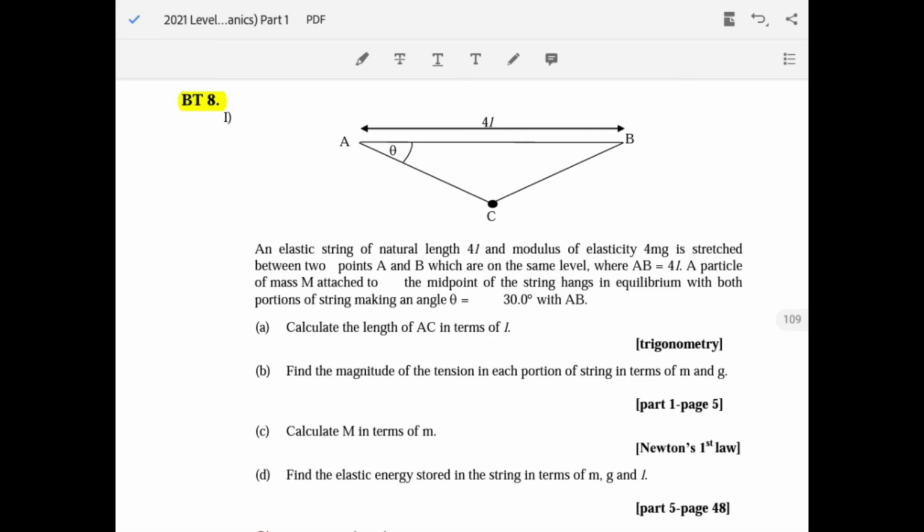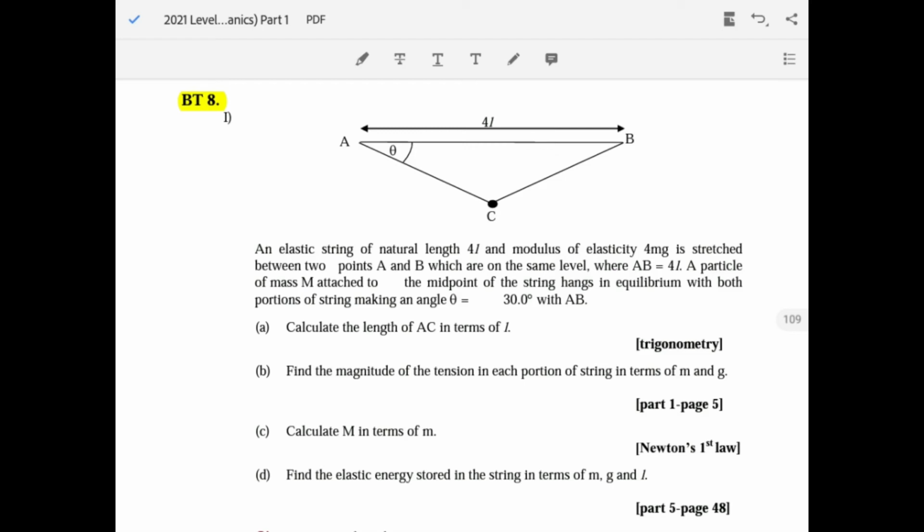B8. An elastic string of natural length 4L was just connected here, and it was at rest, so it wasn't going down or anything. Modulus of elasticity 4mg, stretched between two points A and B, with AB equal to 4L. A particle of mass m, remember capital M, small m, is attached at the midpoint C, with both portions of the string making an angle of 30 degrees. Calculate the length of AC in terms of L.